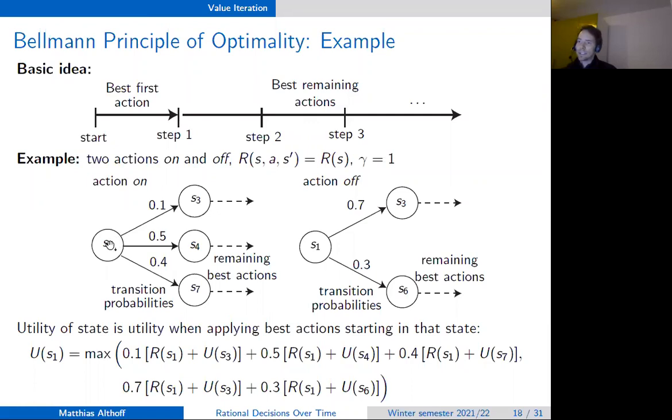So now you're in state S1, and if you perform action on with 10%, you end up in state S3, with 50% in S4, and with 40% chance in S7. And from there on, you would again take the remaining best actions. And the other option is you have used the action off, and then you're with 70% in S3 and with 30% in S6, and then again, you continue with the best actions.